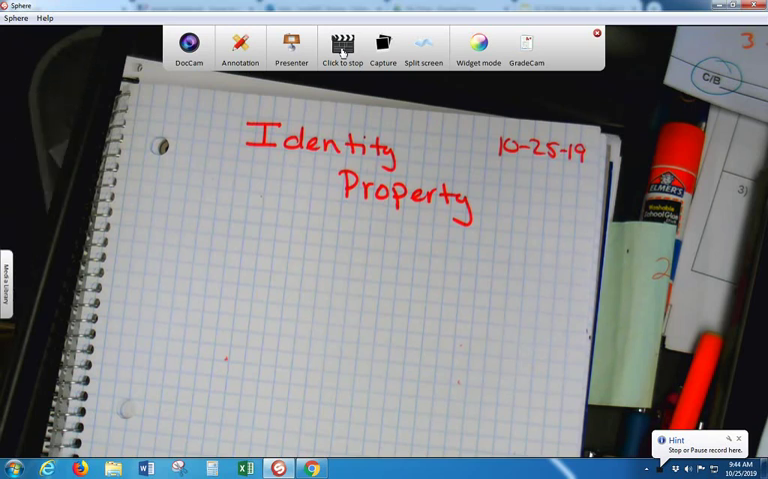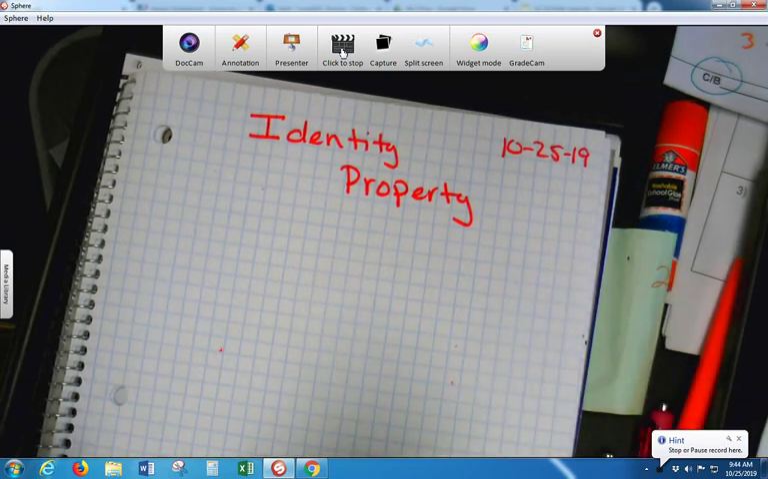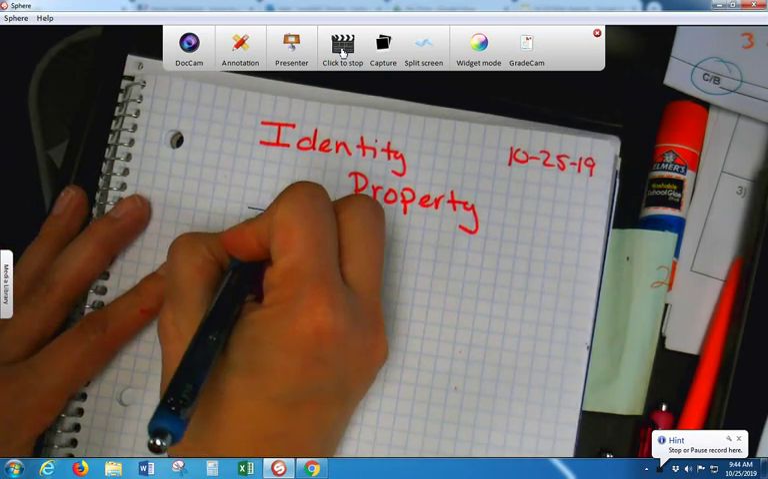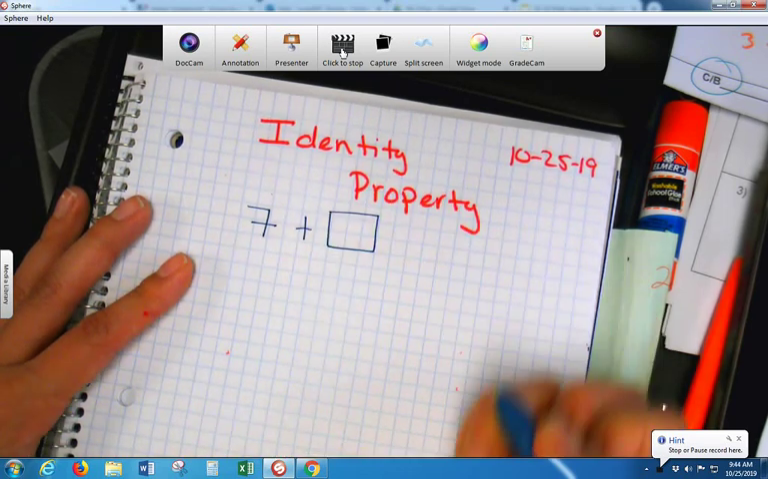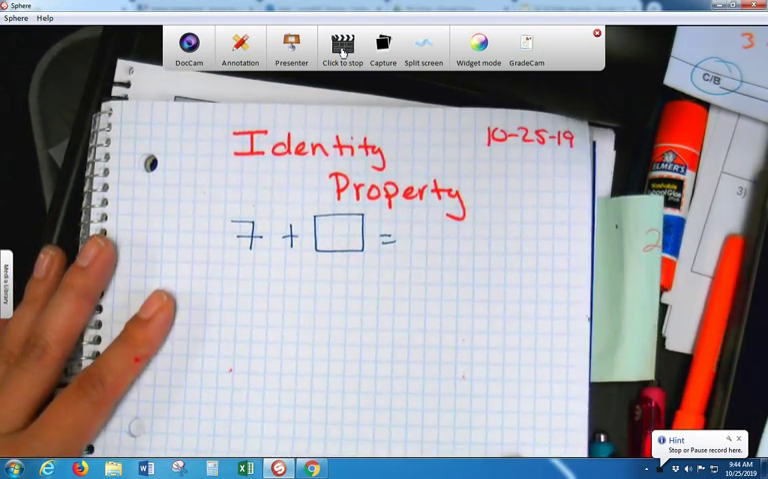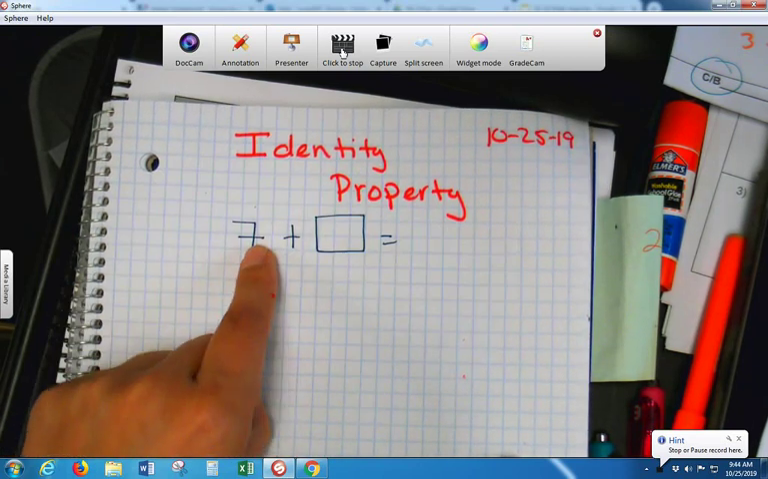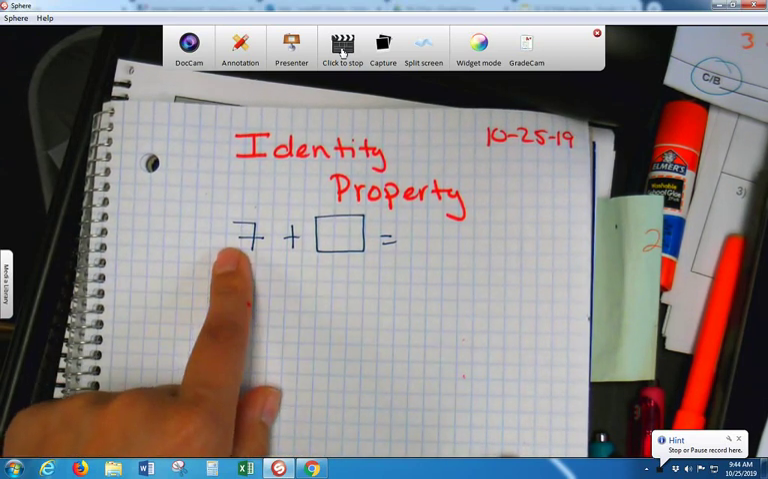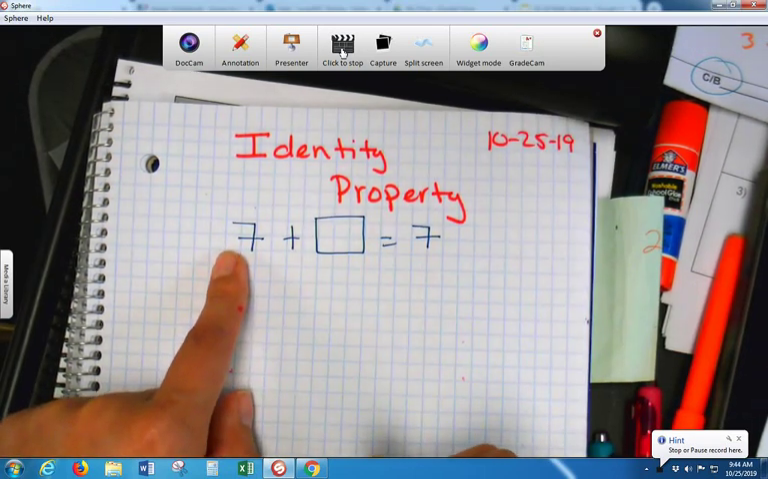So identity property, let me look back one second. Okay. Identity property is if I have a 7 and I add a magical number, I still want to be called a 7. If I am a 7, my ID is a 7, what number do I add to 7 to still be a 7? 0.